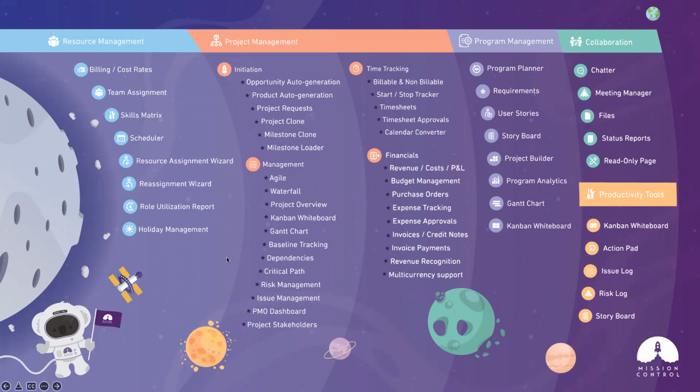So I'll just walk you through some of the key areas here. Within Mission Control, we can handle any type of resource management. Within individual resources, we can handle billing and cost rates. They can be a part of a single or multiple teams. You can also build out a detailed skill matrix for each resource. And then through the scheduler, that would be your resource capacity planning tool.